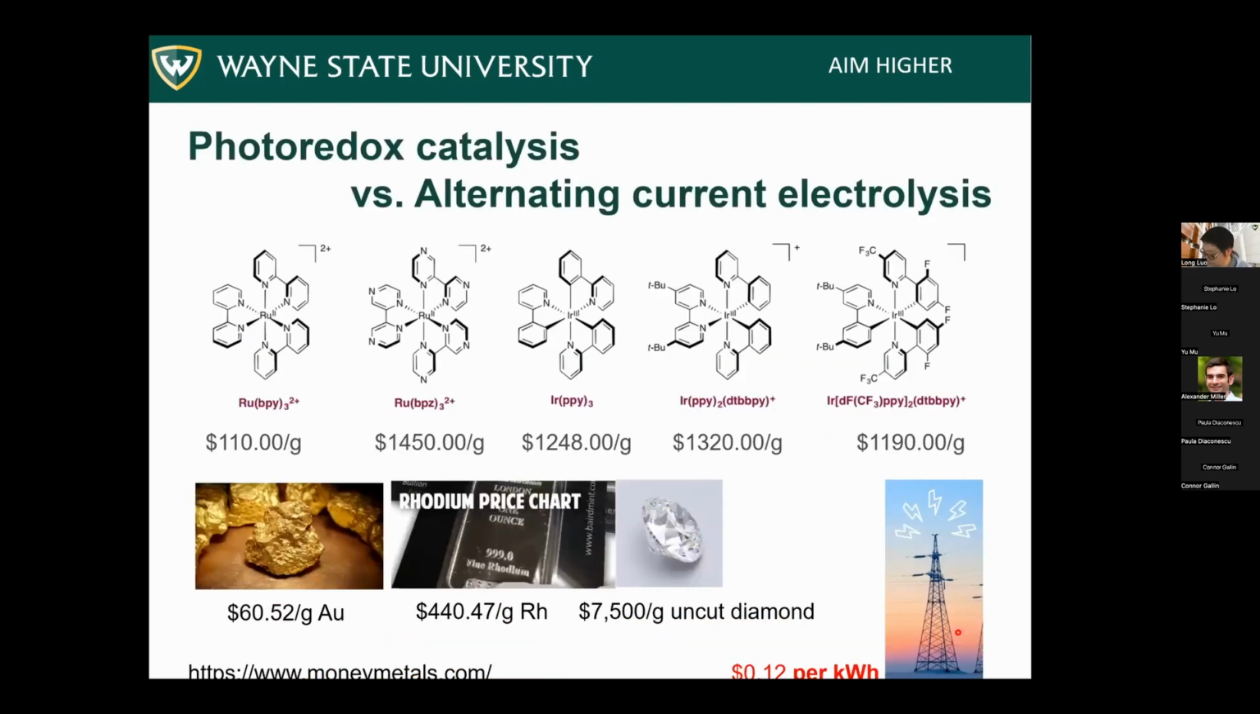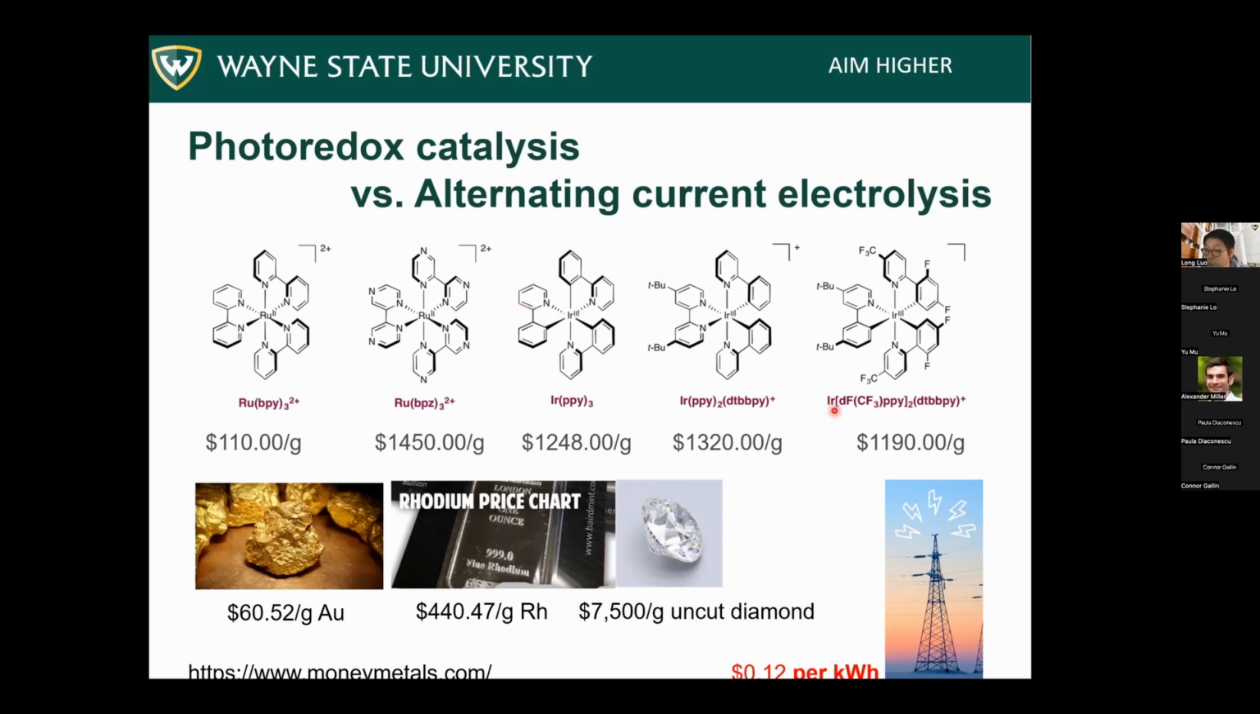So when we first demonstrated this chemistry, we were very excited because we can now do full redox catalytic reactions without using a photocatalyst. And this is a big deal to us because photocatalysts are fairly expensive for common ones. The most popular ones are the ruthenium and iridium ones. For the simple ruthenium ones, it still costs more than $100, and for the fancier iridium ones, it costs close to about $1,200 or $1,300 per gram. To give some reference, pure gold is only about $60 per gram, and uncut diamond is only about $7,000 per gram.